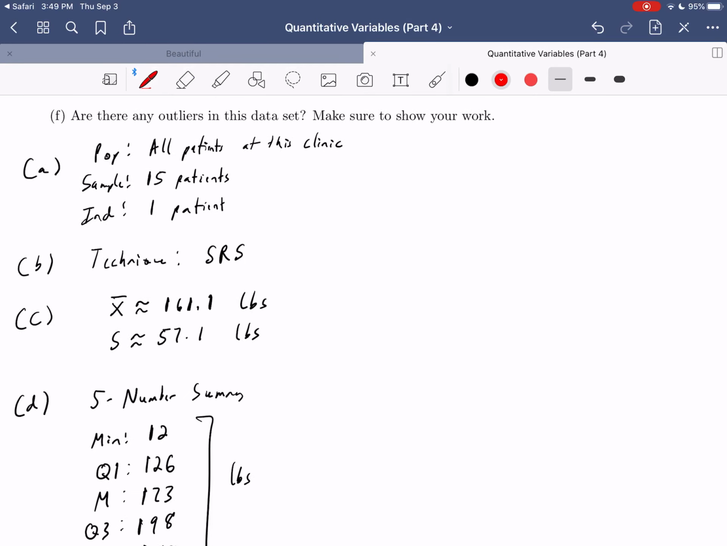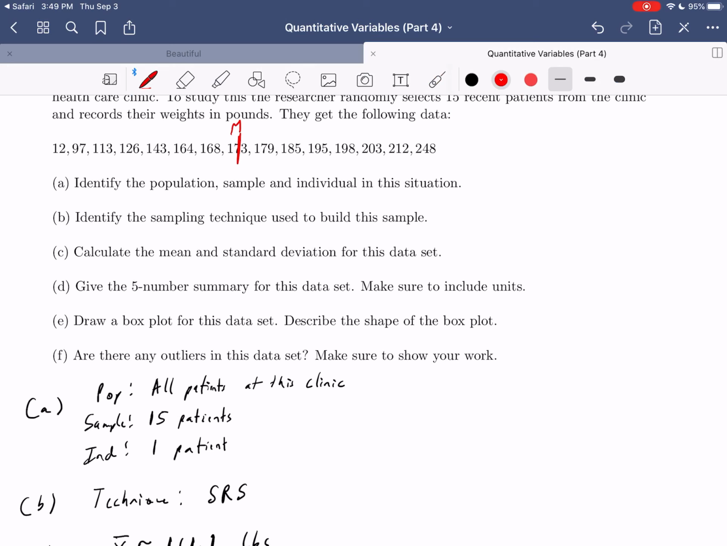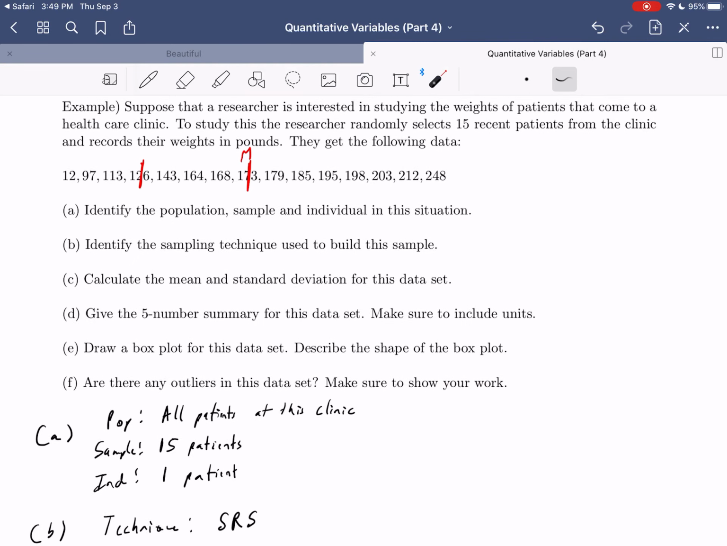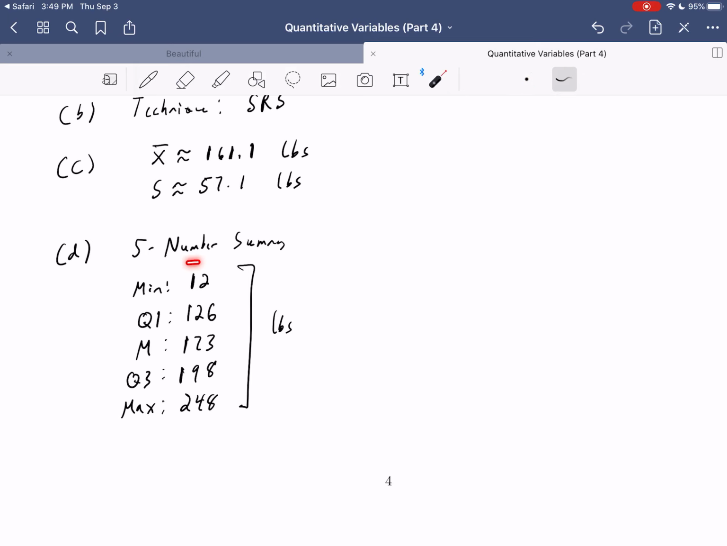Then, if we think about this Q1, 126, that would be located right there. Notice that that cuts it into 3 and 3 there. And then, of course, the Q3, 198, that would be located right there. And notice that the quartiles really do cut it into 4 equal pieces: 3 data points, 3 data points, 3 data points, and 3 data points. So, again, this is just confirming that what the calculator spits out for us is indeed correct. All right, so we now have our 5-number summary.